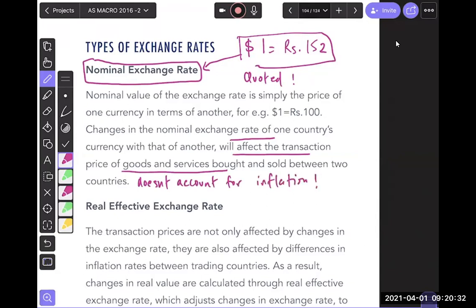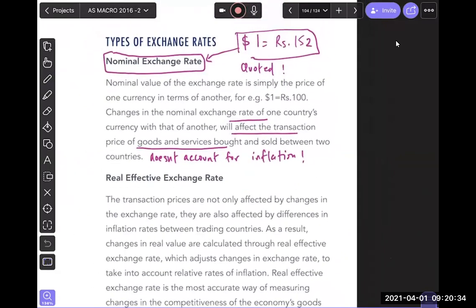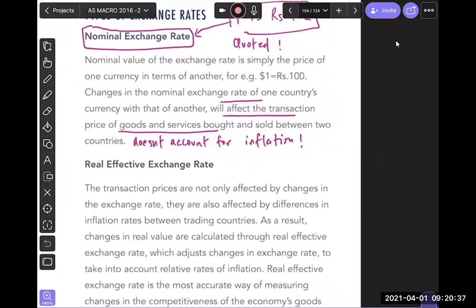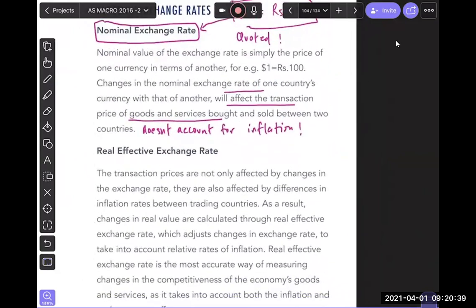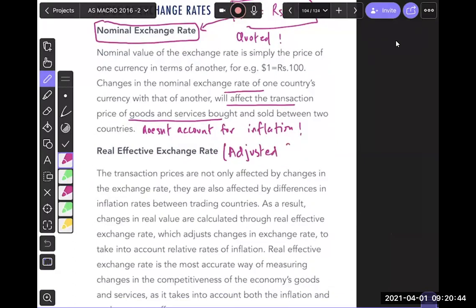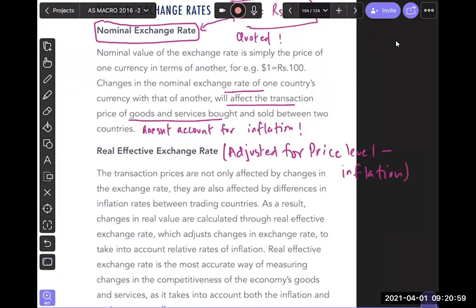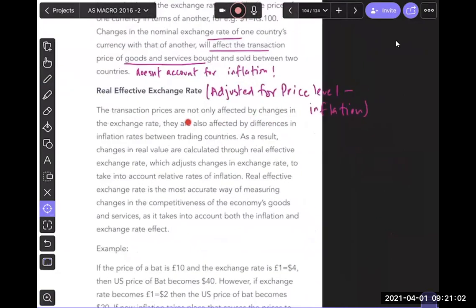Makes sense? But guys, a real effective exchange rate is basically an exchange rate that is adjusted for price level or inflation. So the transaction prices are not only affected by changes in the exchange rate, they're also affected by differences in inflation rate between trading countries.